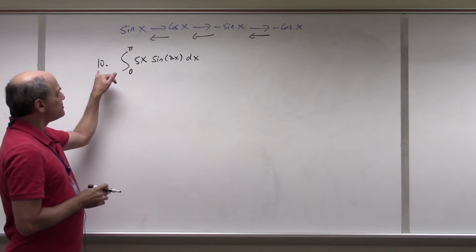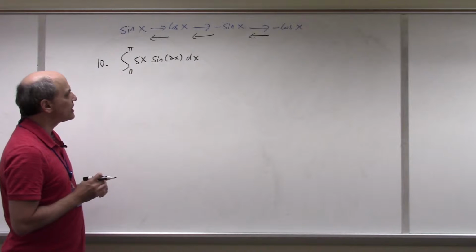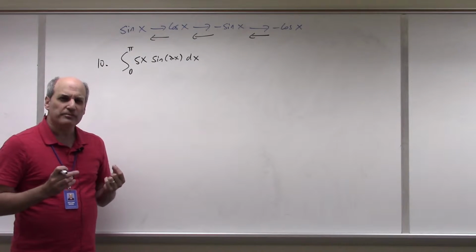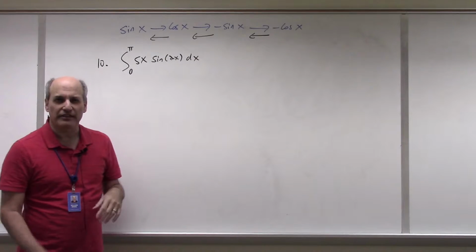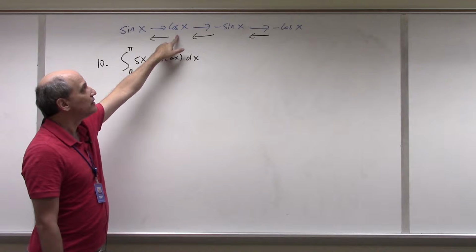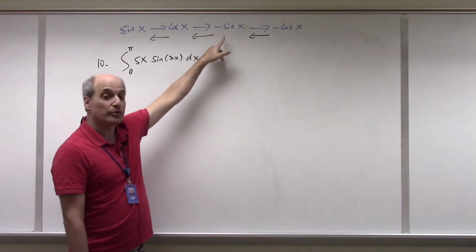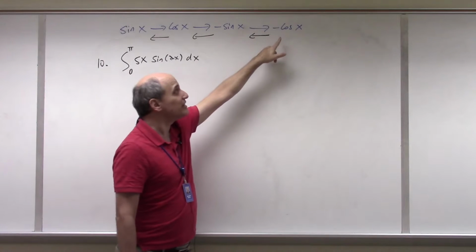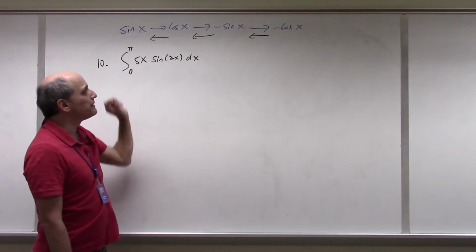All right, this is problem 10, the integral from 0 to pi of 5x sine 2x dx. In doing these problems, I find it's useful to have in front of you the derivative pattern for sine and cosine. So, as you know, the derivative of sine is cosine. The derivative of cosine is negative sine. The derivative of negative sine is negative cosine. And if you take the derivative of that, you're just back at sine.